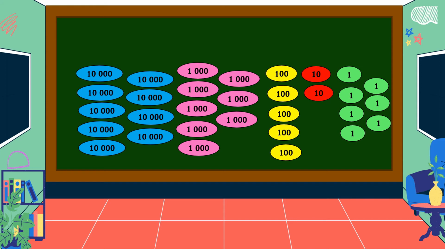All right, the answer is equal to 98,527. As you can see, there are 9 10,000, 8 1,000, 5 100, 2 10, and 7 1. Okay, next, give the number symbol to this number list.